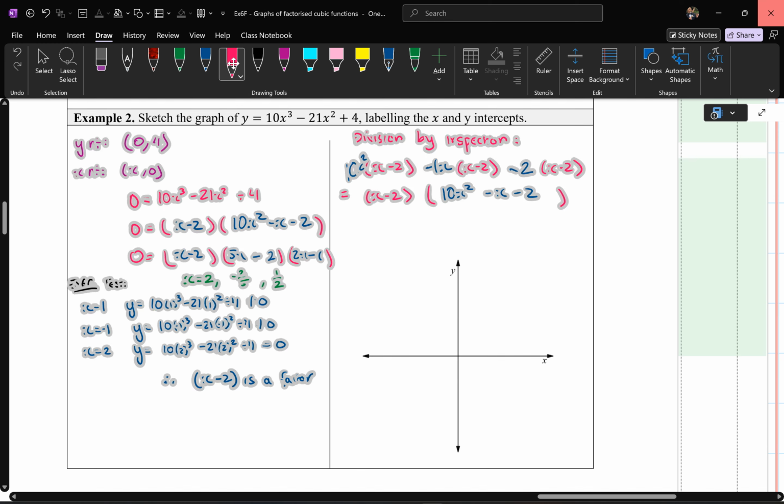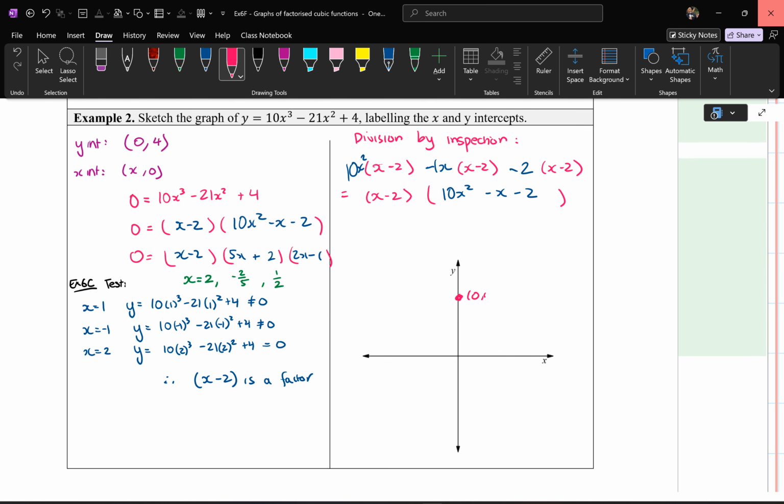Here we go. Y-intercept is 0, 4. So it's got a point up here, 0, 4. X-intercept's at 2, half. So half is, maybe I'll just do half here. 2, let's quadruple it. So maybe up here. 2, and then -2 on 5. Well, maybe I'll just do it here.